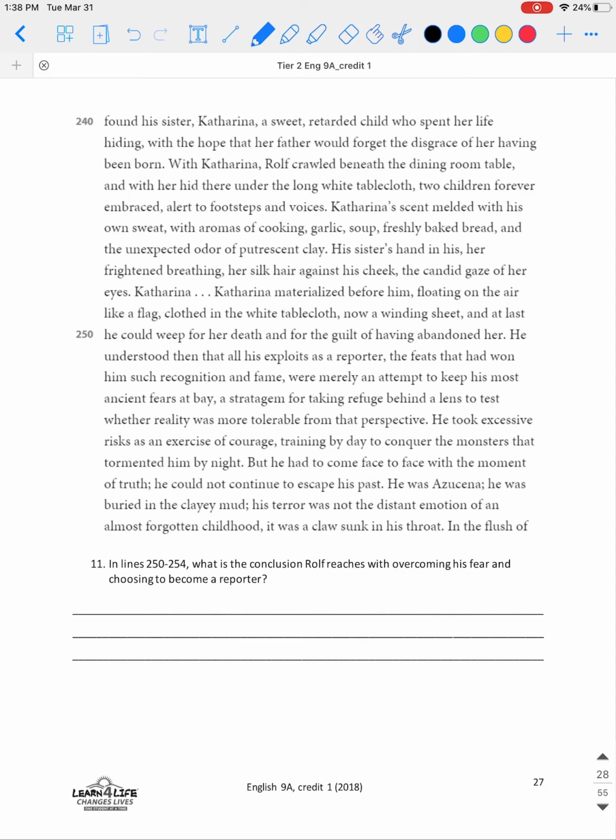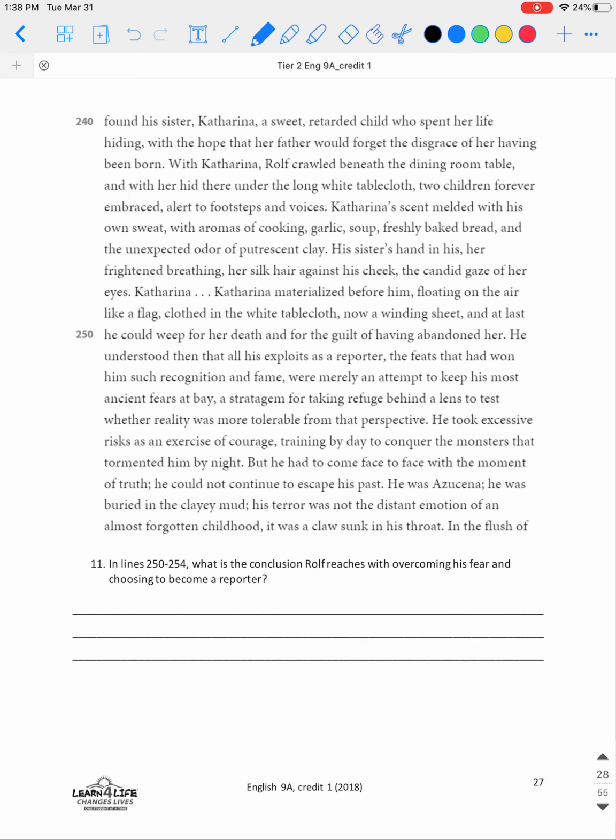He understood that all his exploits as a reporter, the feats that had won him such recognition and fame, were merely an attempt to keep his most ancient fears at bay, and a stratagem for taking refuge behind a lens to test whether reality was more tolerable than perspective. He took excessive risk as an exercise of courage, training day by day to conquer the monsters that tormented him by night. But he had to come face to face with the moment of truth. He could not continue to escape his past.